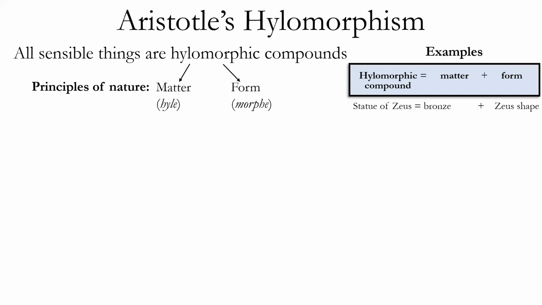And so that statue of Zeus has this formal aspect, namely the Zeus shape, the shape that it comes to have, but then also this material aspect, what it's kind of made out of. And it's made out of that bronze.